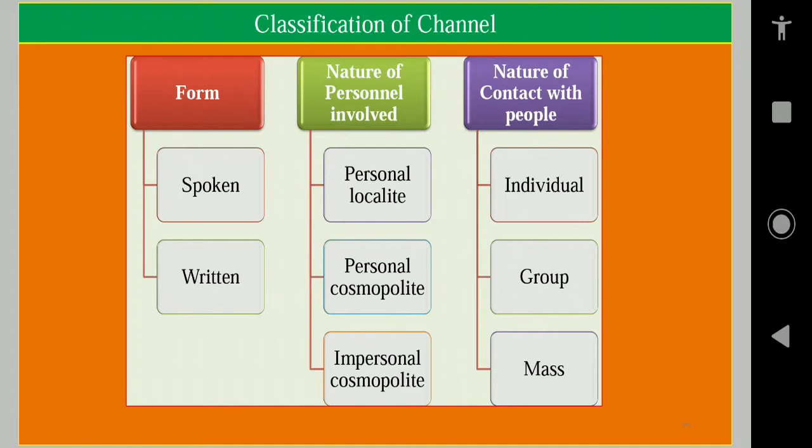Then come to the third classification: nature of contact with people, that is individual, group, mass. First is individual contact, which means the extension agent communicates with people individually, meeting them one by one and maintaining the separate identity of each person. What are the examples? Farm and home visit, farmer's call, personal letter, etc.